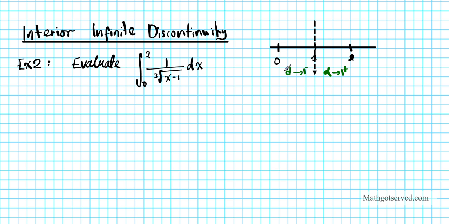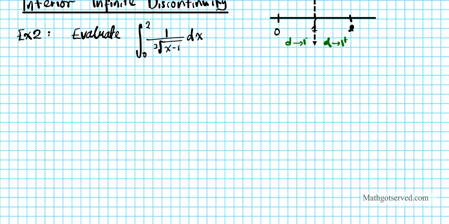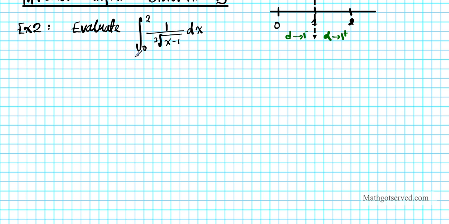Now we're going to take these two limits, of the integral from 0 to d and then from d to 2. Let's apply the formula for improper integrals where the discontinuity is in the interior. That gives us the integral from 0 to 2 of 1 over x minus 1 to the 1/3 dx. It's easier to integrate when I write it like that.